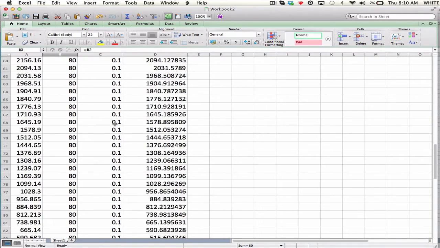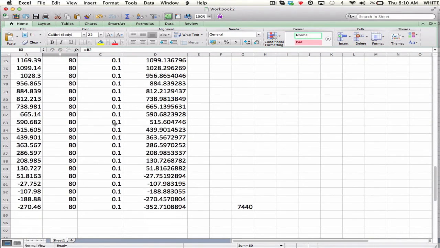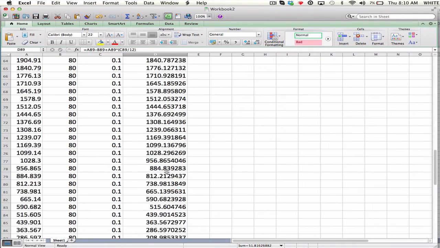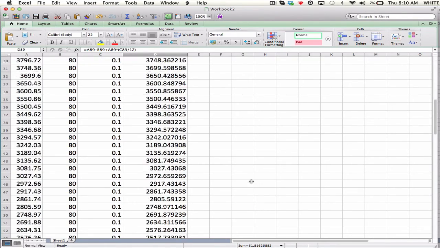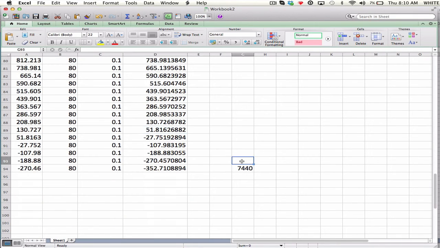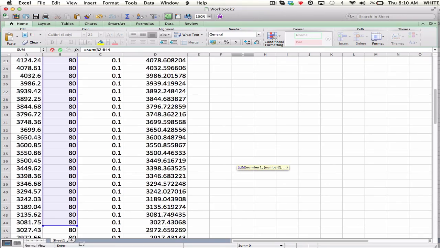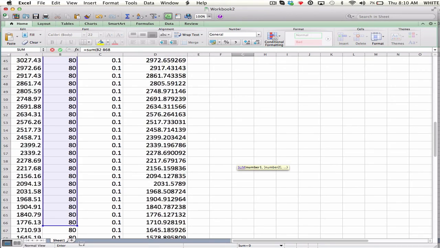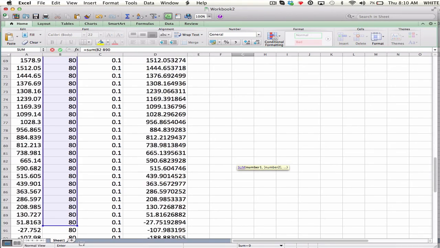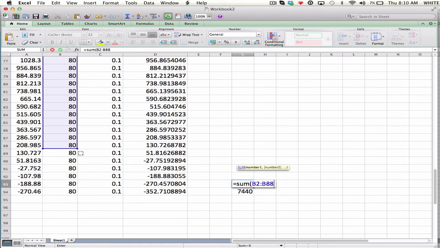Okay, so at $80 a month at 10% interest, you're done approximately at the 89 here. So let's see how far that is. Let's see how much that is. Let's go equals sum of $80, 10% interest, all the way down to here.